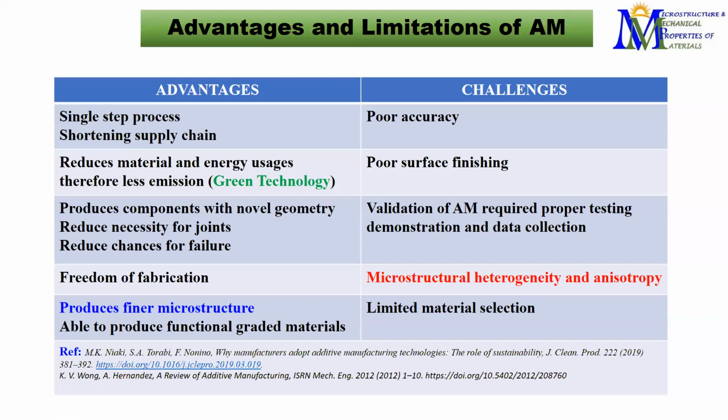So going further on additive manufacturing, the advantages and the challenges of this are mentioned here. So first of all, we can do this in a single process. Okay, we can also do this remotely. So we do not need different kinds of setups for manufacturing different kinds of shapes. We rather can do this in a single step, and that shortens the supply chain, that makes it efficient, fast, and sometimes cost effective also.